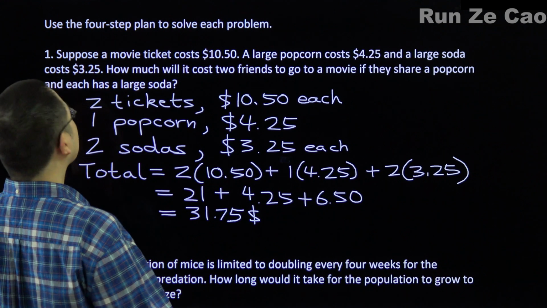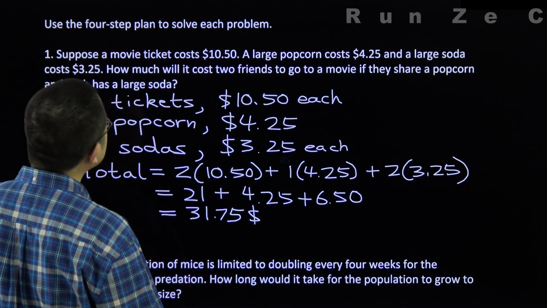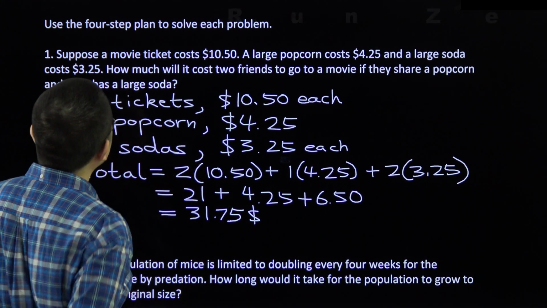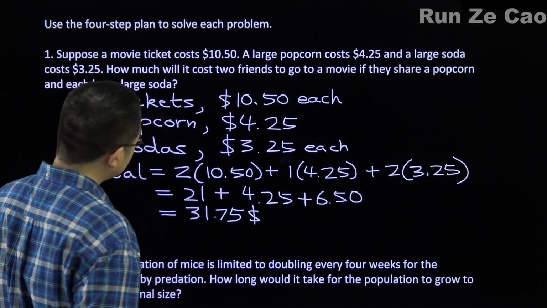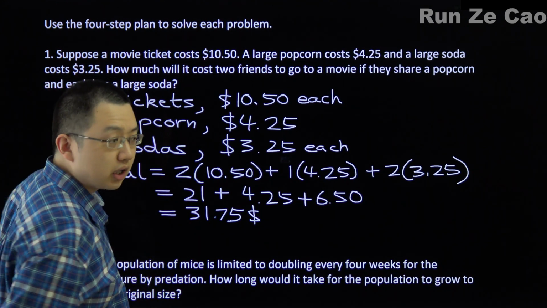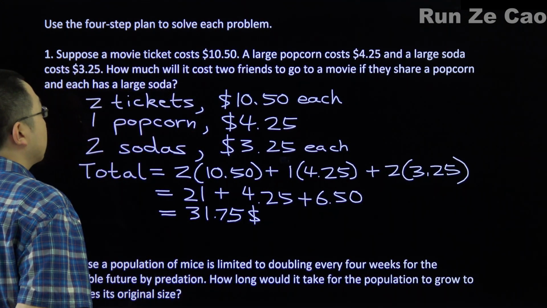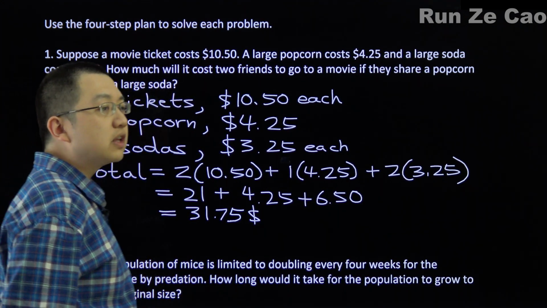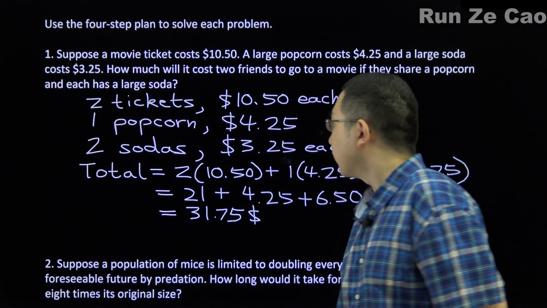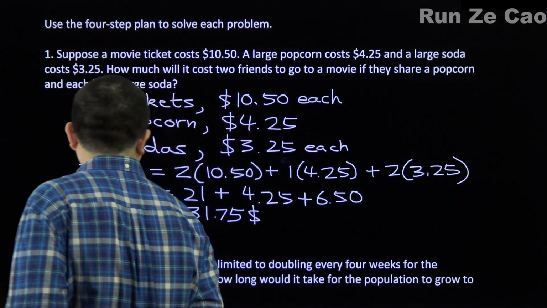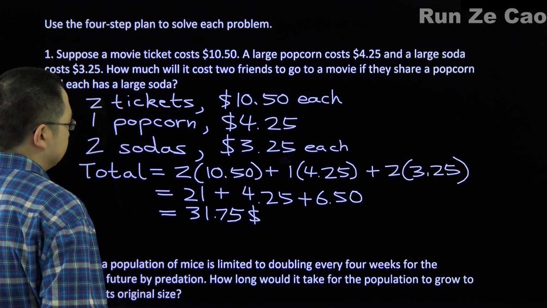So, check. Is this reasonable? Now we know that each soda costs a bit over $3. And a popcorn costs a bit over $4. There's 2 sodas and 1 popcorn. Total is going to be a bit over $10. A movie ticket costs $10.50. So 2 movie tickets is going to cost you $21 plus $10. Oh, $31. Yeah, okay, it's a bit over $31. Wonderful. So it's reasonable.